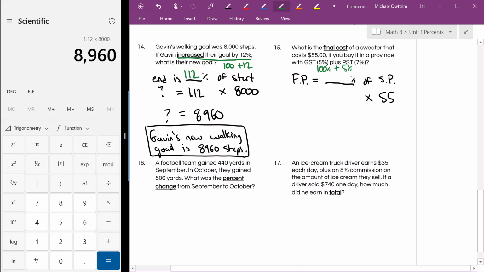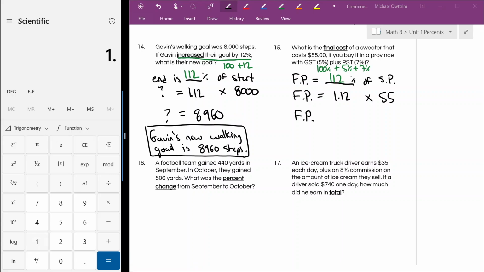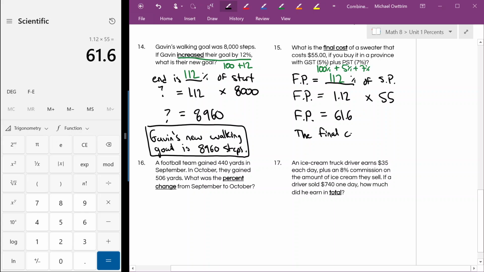Okay. Now, for a percent here, we have 100% for the product. We're increasing that by 5% for GST, and we're increasing that by 7% for PST. So overall, we're going to have 112% from our 100 plus 5 plus 7. And 112% is 1.12 as a decimal. So let's go ahead and multiply that out to find our final price. We'll do our 1.12 times our 55. We're going to get 61.6. Now we want to answer the question, and remember this is money. So we'll say the final cost, if we said final price, that's fine, is $61.60. Money always has two decimal places.